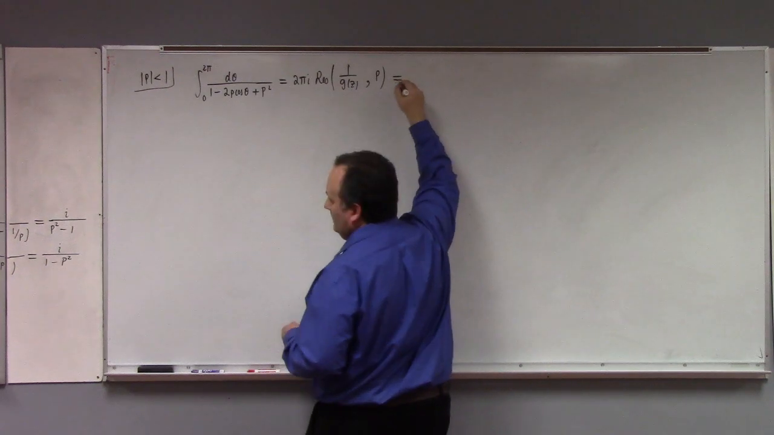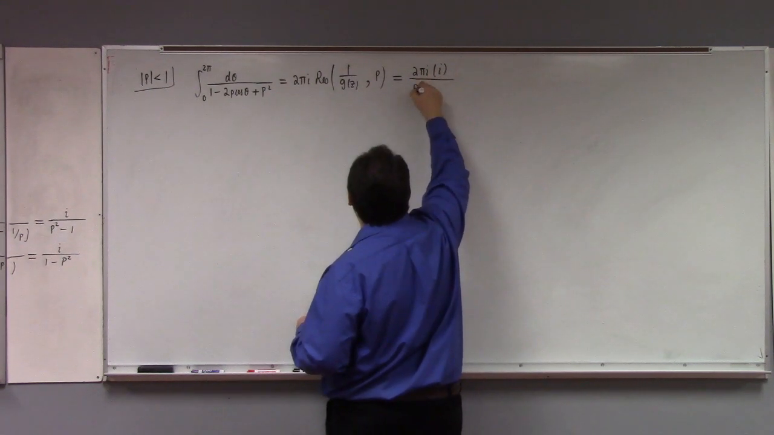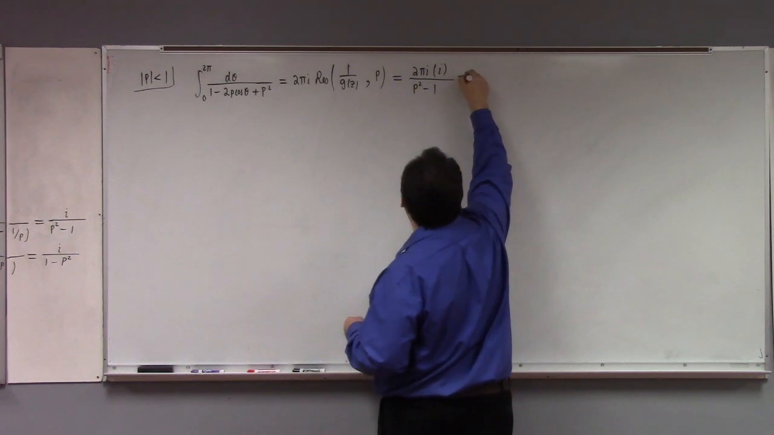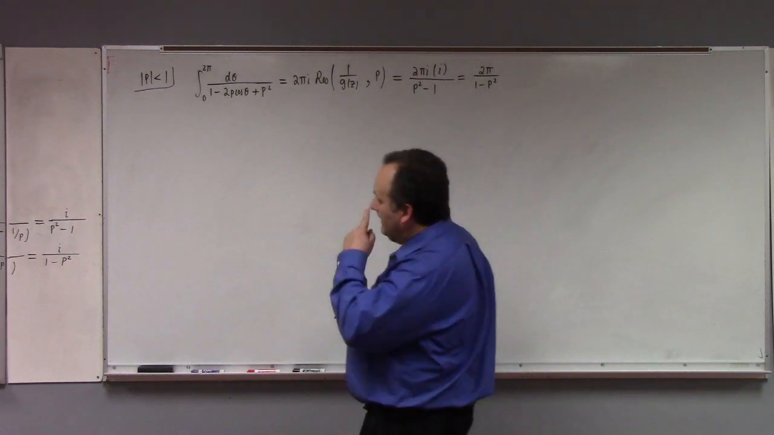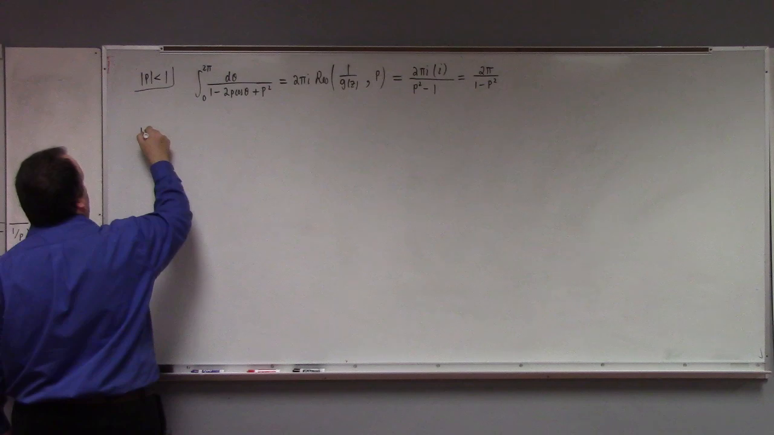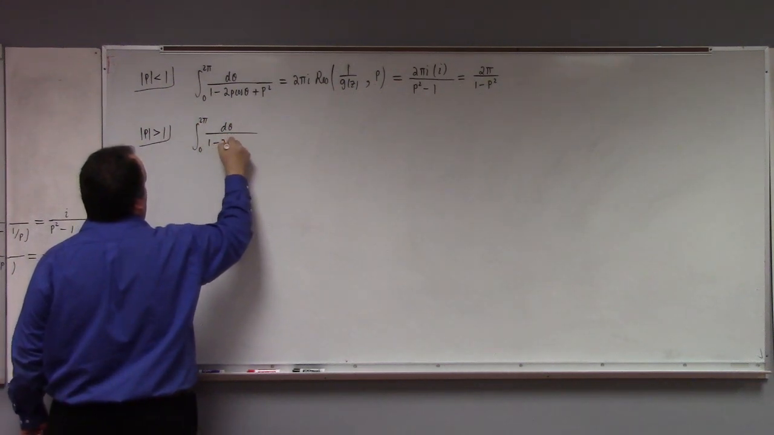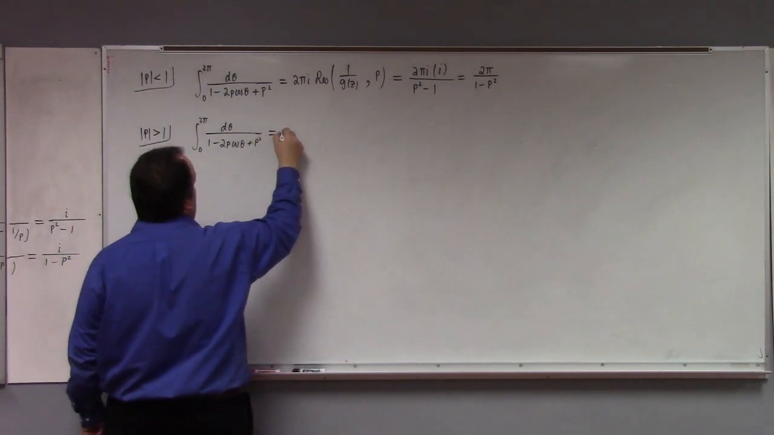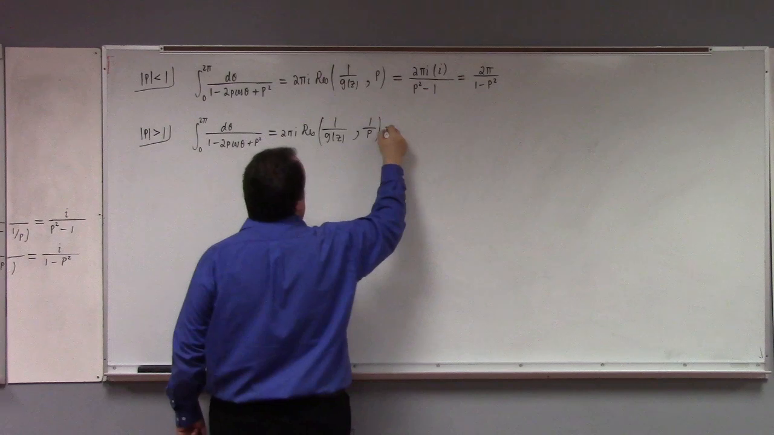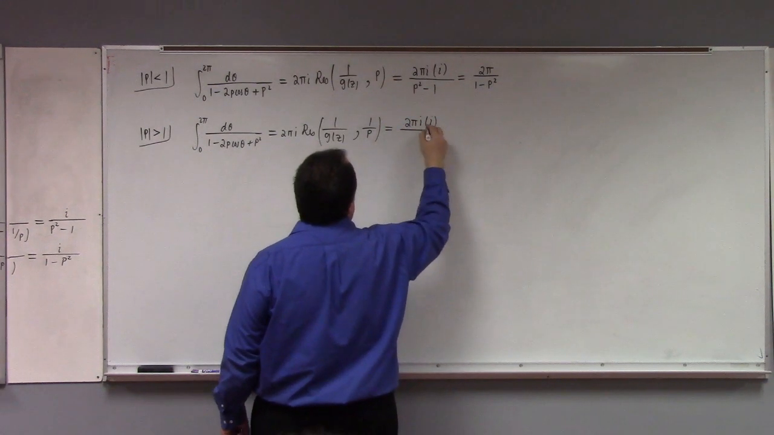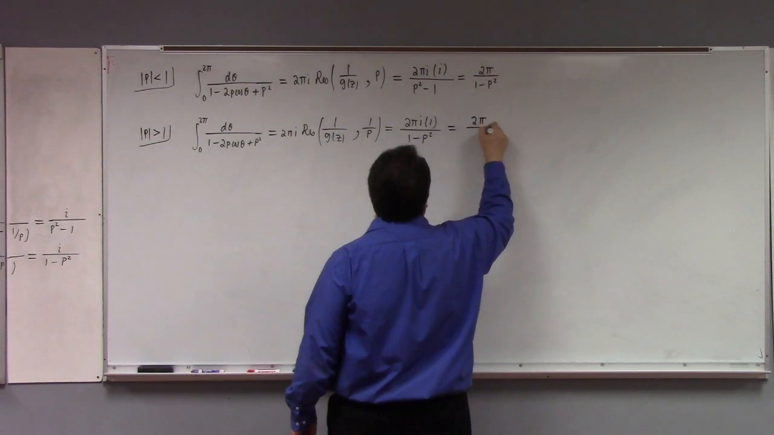Which is, so we've got 2 pi i times i divided by p squared minus 1, which is 2 pi over 1 minus p squared. On the other hand, if the modulus of p is greater than 1, we get 2 pi i times the residue of the g of z I invented a minute ago, at 1 over p, which is 2 pi i times i divided by 1 minus p squared, which is 2 pi over p squared minus 1.